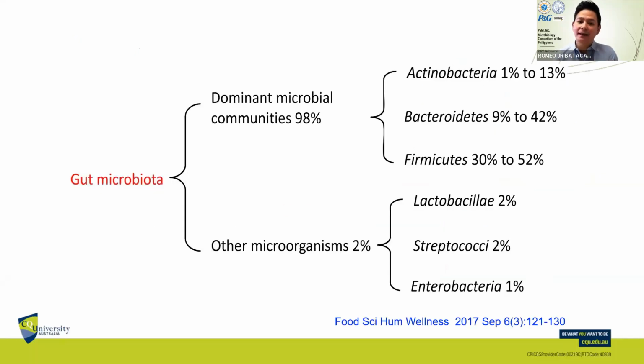So what is the gut microbiome composed of? The gut microbiota consists of bacteria, archaea, fungi, protozoa, and viruses. Based on sequencing techniques, the dominant bacterial species in the human gastrointestinal tract are divided into three phyla: Actinobacteria, Bacteroides, and Firmicutes. Other bacteria such as Lactobacilli, Streptococci, and Enterobacteria are also found in small numbers.